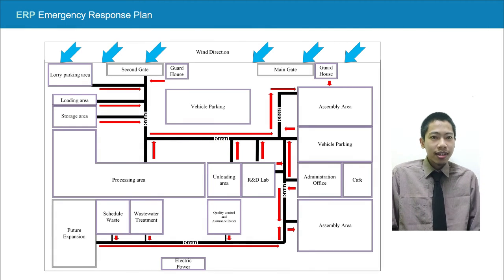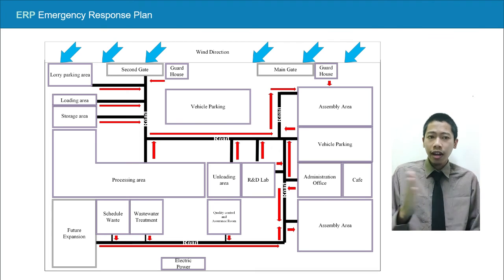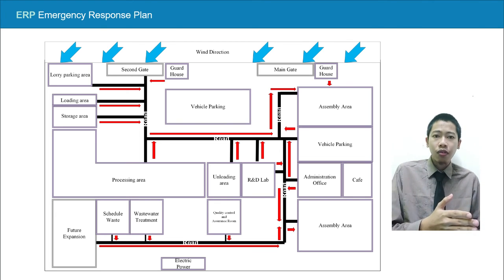Moving on to the Emergency Response Plan or ERP, generally we have divided the plan layout into two main areas. The first area is the area with the high hazardous working environment, such as the processing area, the chemical storage area, the waste treatment area, and the utilities area. This area covers two-thirds of the whole plan area, from the left to the middle of the plan layout.